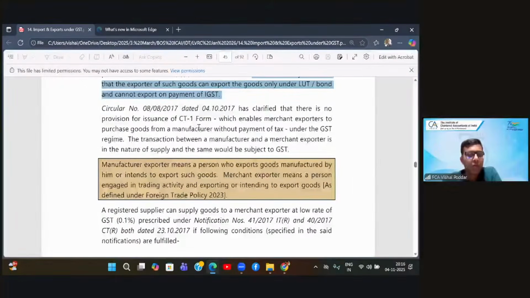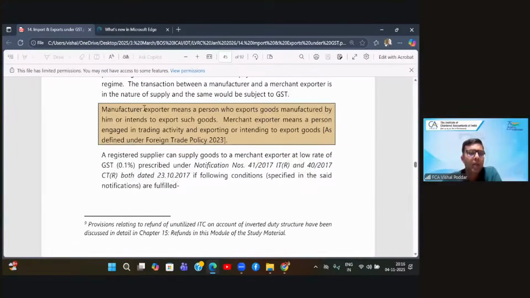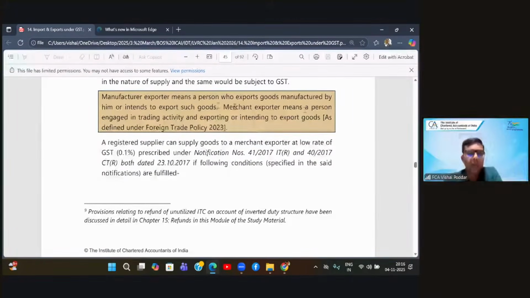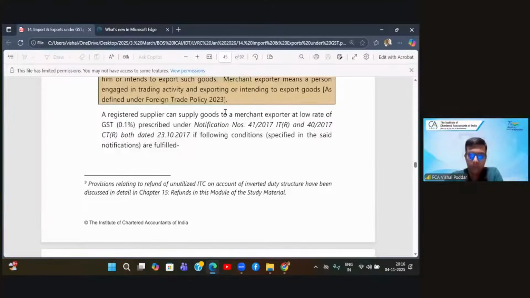So these were all old forms. Now there is no such requirement. Manufacturer exporter means a person who exports goods manufactured by him or intends to export such goods. Merchant exporter means a person engaged in trading activity and who exports or intends to export goods which are manufactured by someone else. A registered supplier can supply goods to a merchant exporter at this lower price of 0.1% prescribed under Notification 41 and 40.